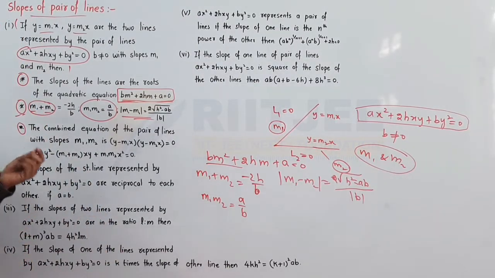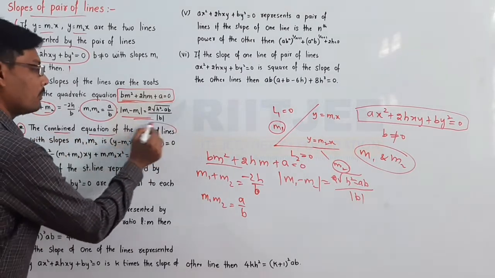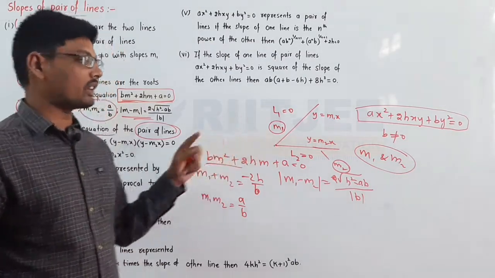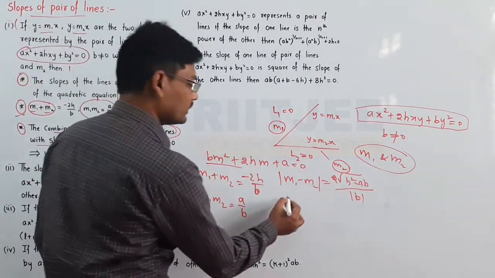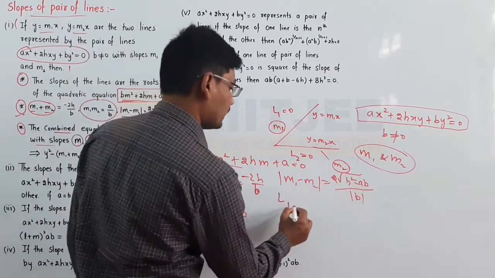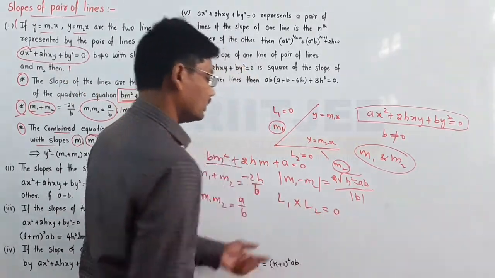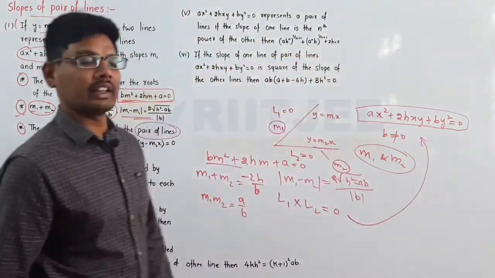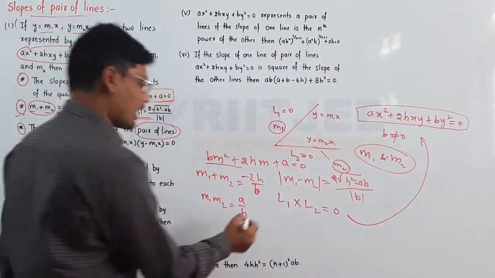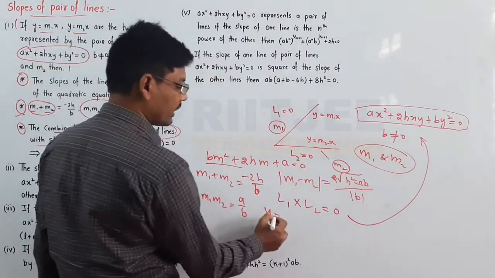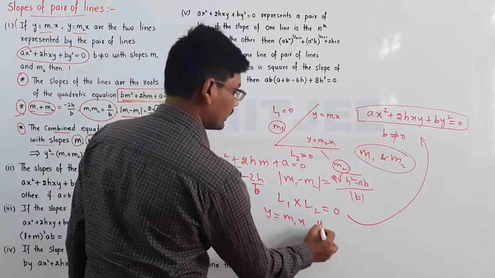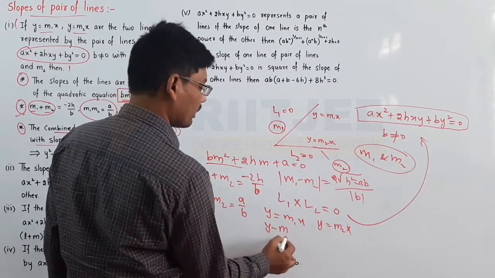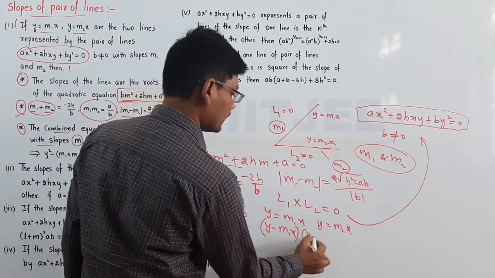And the third point is the combined equation of the pair of lines with slope m1 and m2. The combined equation of the pair of straight lines with slopes m1 and m2 is L1 L2 equal to 0. This will become the standard form of the pair of straight line equation. Here L1 is nothing but y minus m1x, since we have y is equal to m1x and y is equal to m2x. So if you bring this to the left hand side, y minus m1x into y minus m2x.